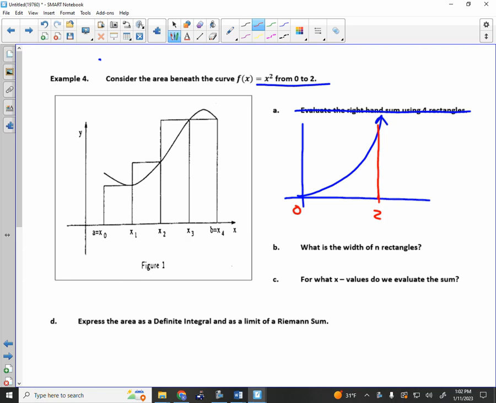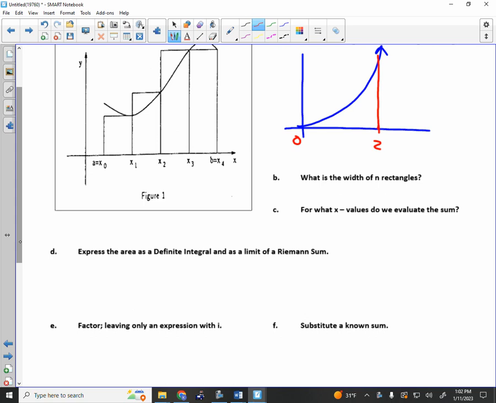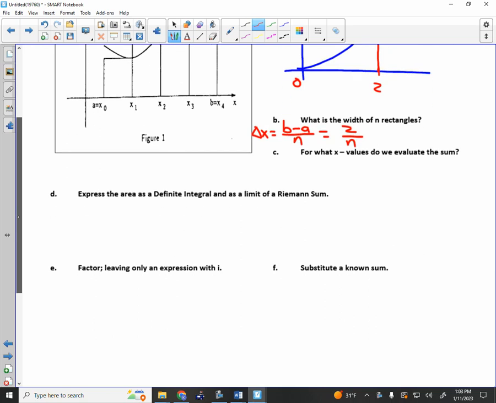Every time you find the area, you should start with finding the width of each rectangle. What's our formula to find the width of the rectangle? B minus A over N. That will give us delta x. So what is B minus A? It is 2 minus 0, which is 2. So we get 2 over n. Is everybody clear how I came up with 2 over n? By the way, you're going to have to do this on the test. What we take you through is going to seem like a lot today. You're going to get better at it, but you have to do this on a test.